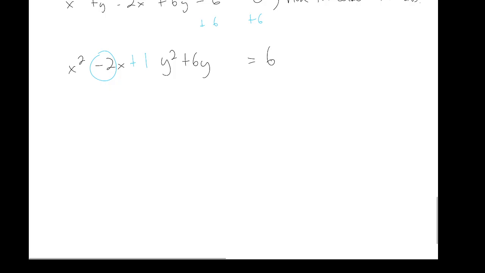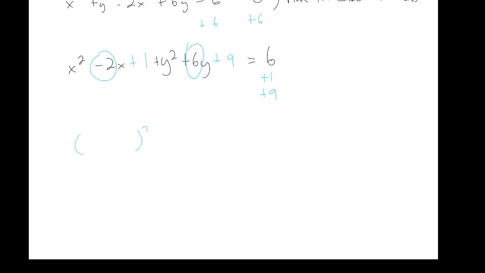Next, I have y squared, which I had added anyway. Here's my b term. Half of 6 is 3. 3 squared is 9. Now, gentlemen, look what I can do here. I can create the following. Now, this is what happened, though. If you add this 1 and you add this 9, you can't just add 1 and 9 just because you want to. 1 gets added, 9 gets added to both sides.